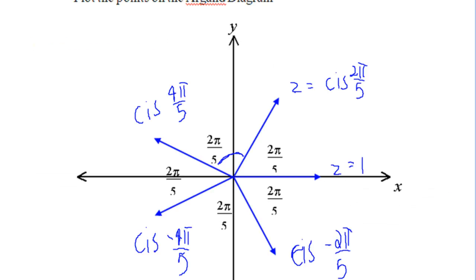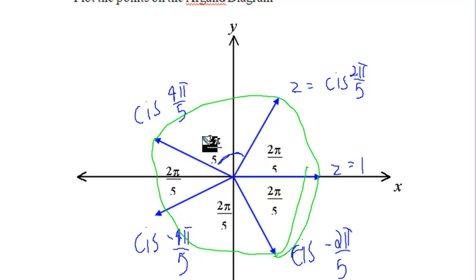What does it look like? There's what our diagram looks like. There's our geometric representation. Everything's got a modulus of 1, which means we can draw a circle there. This can be represented by a circle because all the moduli are 1.